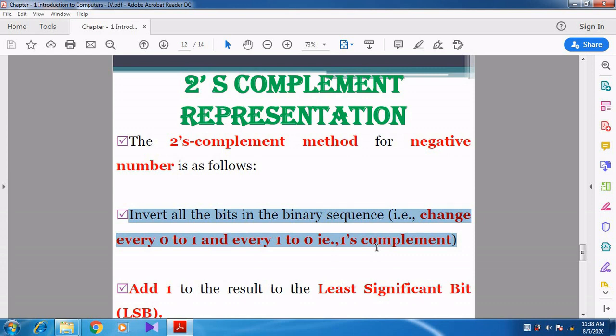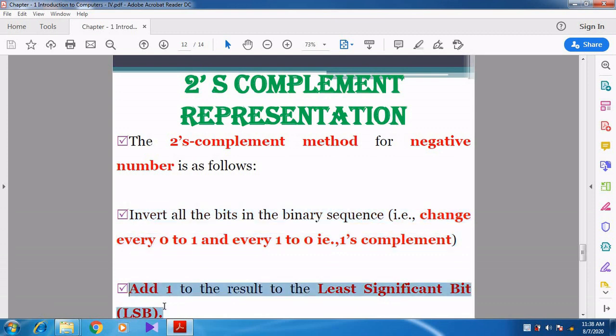After doing ones complement, what you want to do is just add 1 to the result. So add plus 1. That should be added to the least significant bit, that is the rightmost bit. Just add plus 1 to the least significant bit, the rightmost bit.